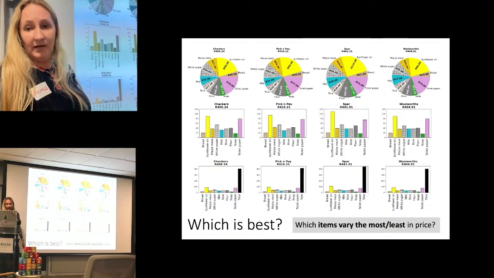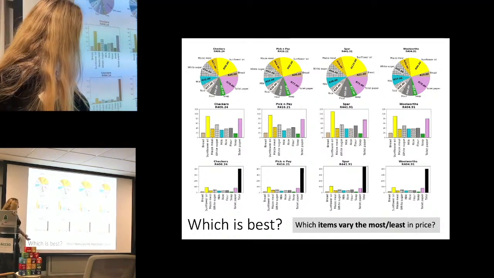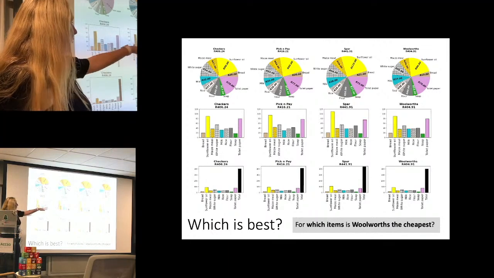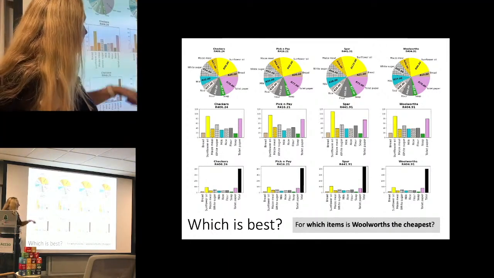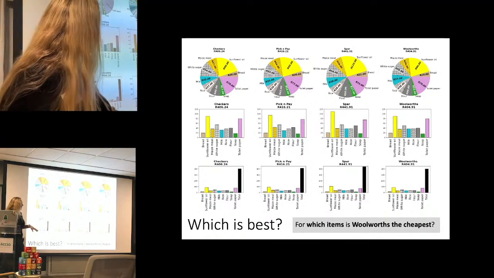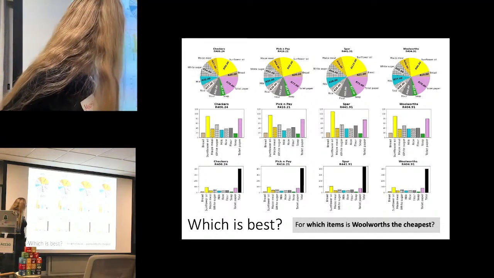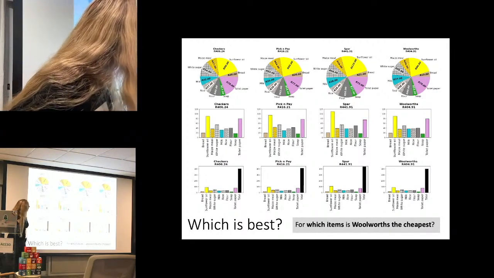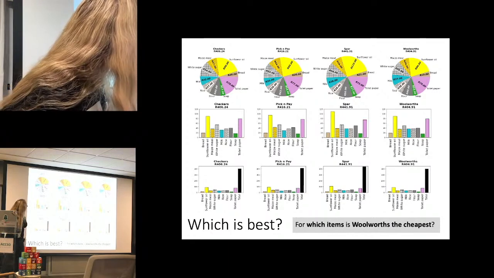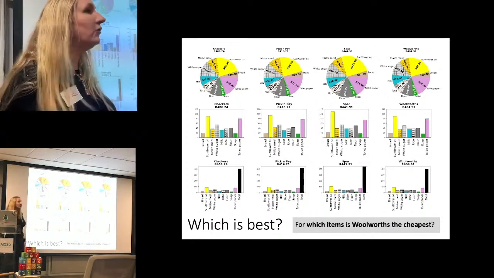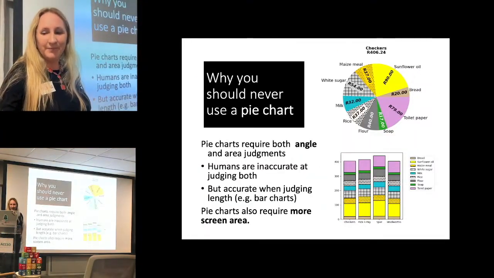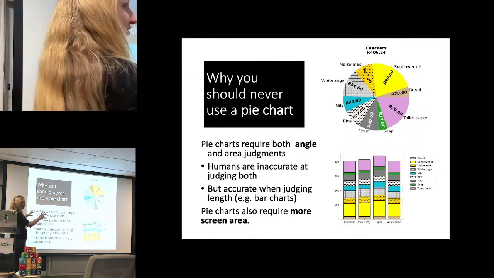Okay. Which items, have we done that one already? Most or least in price. For which items is Woolworths the cheapest? Okay, so you can look at Woolworths and look at all of them and compare them. So what is the one where Woolworths is the cheapest? The soap looks pretty cheap. Yes. And bread. Is bread cheaper, or is it cheaper at Spar? Bread. Who knew? Depends.